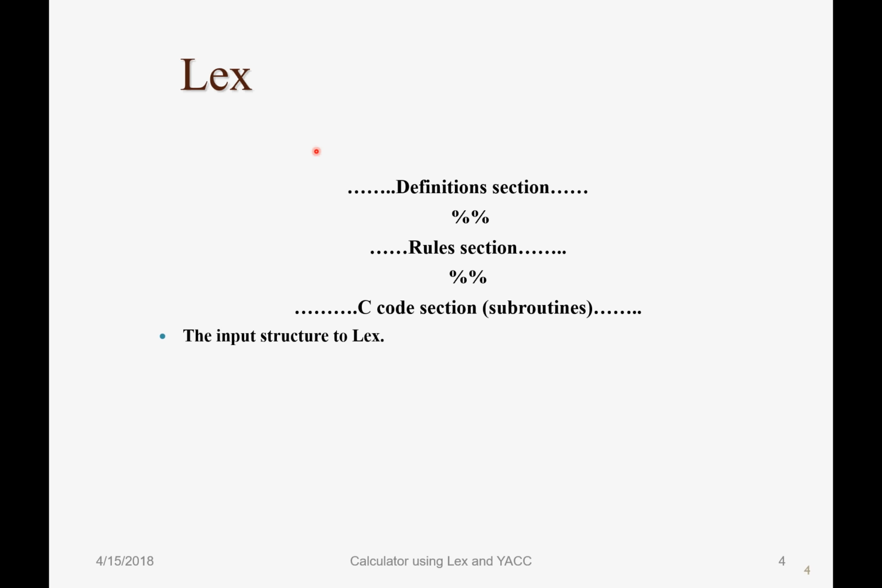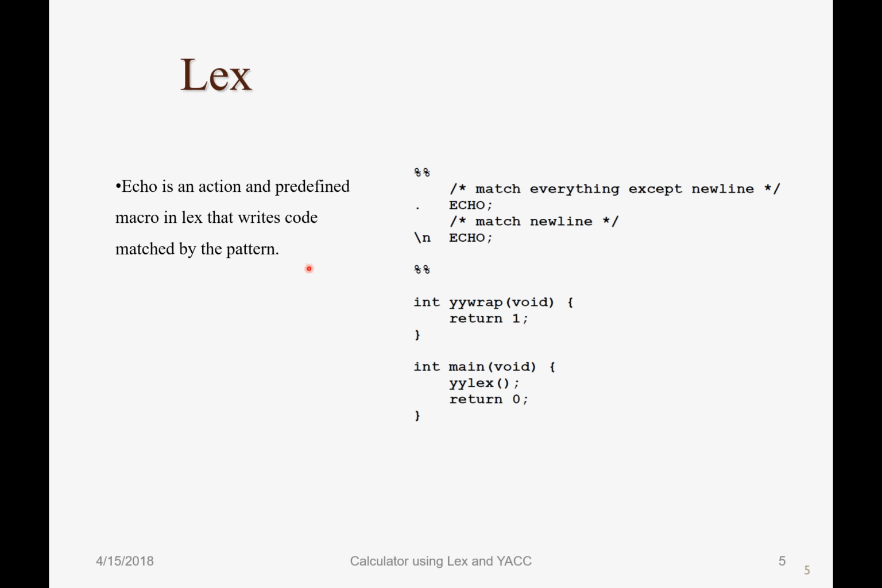So this is the structure of a LEX program. Let us consider a simple example where we are echoing the output, meaning whatever we enter will be shown. In the first section, the definition section, there is nothing. The second section is the rule section. In the rule section we wrote dot and ECHO. Dot means any character other than \n, meaning we can accept any character.